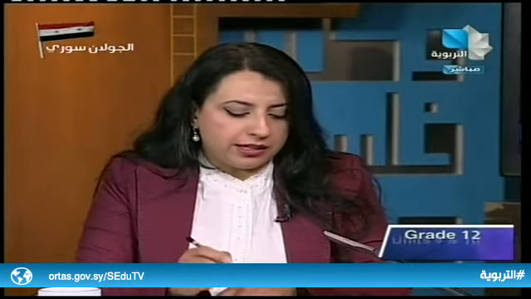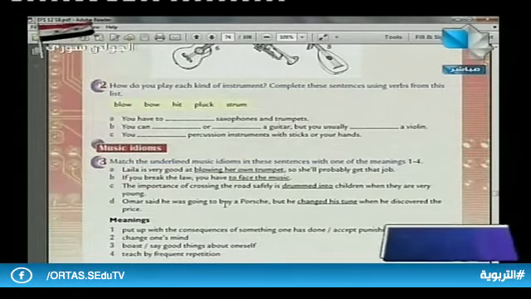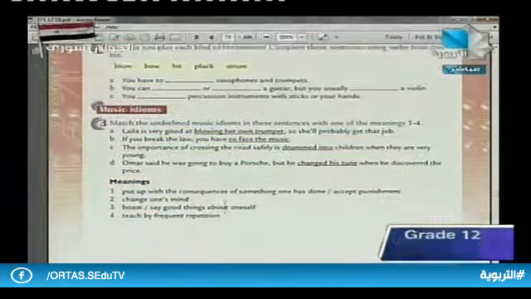What about the last one? Omar said he was going to buy a Porsche, so he changed his tune when he discovered the price. To change his tune means to change his mind, change his opinion about the thing. Because it's very expensive, he cannot buy it. Changed his tune, changed his mind. Thank you very much. It's very clear now.